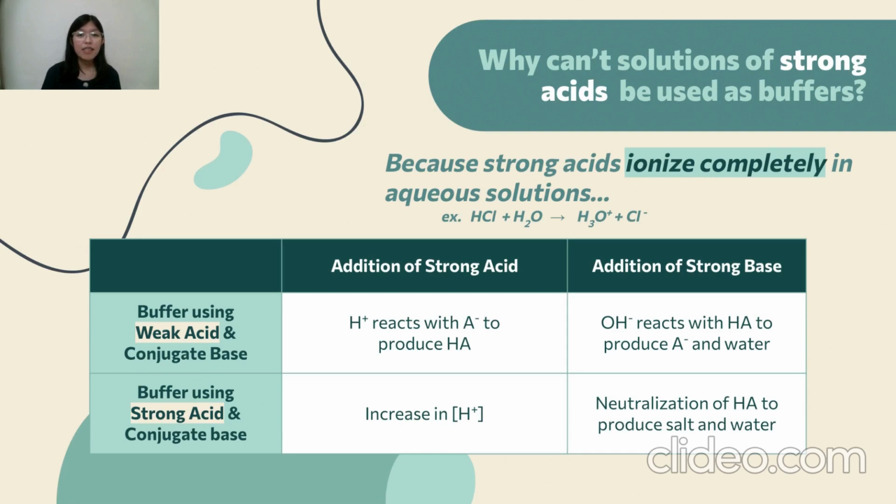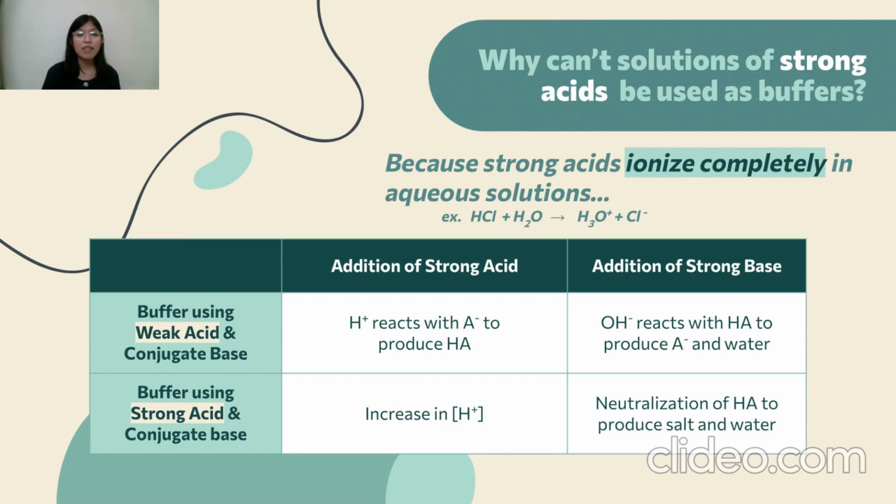This is because strong acids completely ionize in aqueous solutions. For example, hydrogen chloride added to water would yield the hydronium ion and the chloride anion. If you remember how buffers work, buffering results from two reversible reaction equilibria between the weak acid and its conjugate base. So when a strong acid is added to a normal buffer, its hydrogen ions react with the conjugate base in order to generate the weak acid.